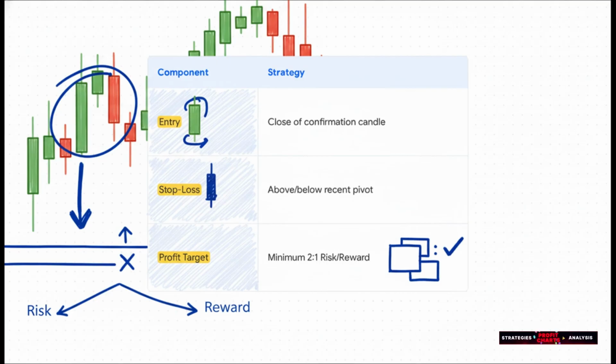This is step 3, and it's all about discipline. Your entry should be at the close of that confirmation candle, no jumping the gun. Your stop loss goes in a logical spot where your trade idea is clearly proven wrong, so just below the recent low for a long trade or just above the recent high for a short.